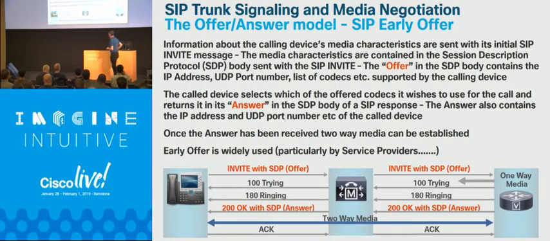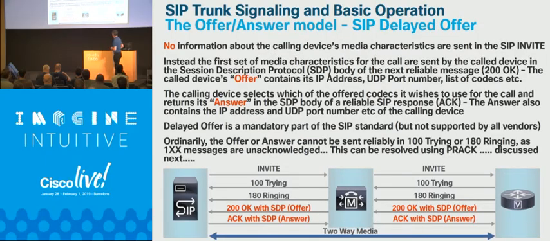So that's early offer. The other one is delayed offer. The first thing to bear in mind in Call Manager is that if you bring up a SIP trunk and name it, by default that SIP trunk is using delayed offer. So if you do nothing else, you're going to be using delayed offer. If you want to configure early offer, there are multiple options to do that. But what we're seeing here is that I'm sending this invite, and it contains no information about the calling device. I'm just sending the invite with the header, no body.